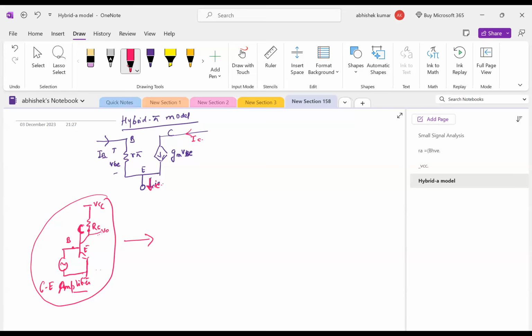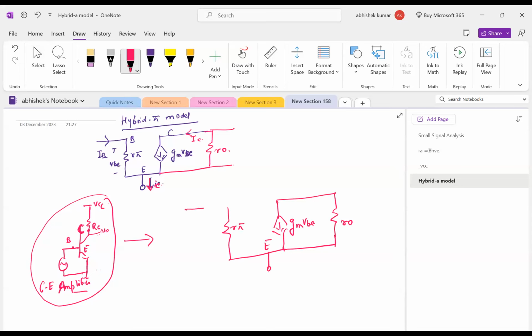No, sir. Okay, so we will see our common emitter model. And here one thing also, R naught is also there. Now we will transfer our circuit to this model. How to transfer this circuit? We will write this model as it is: gmVB, R naught, emitter, R pi. Okay, this is my standard model.